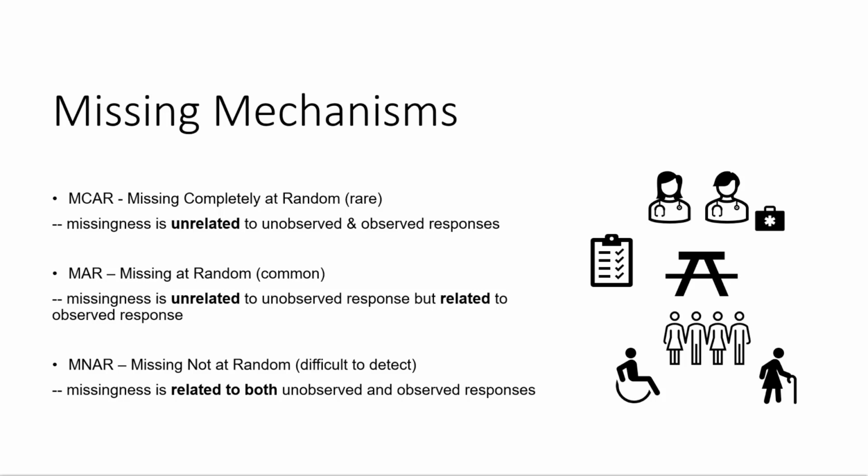But missing not at random is more tricky. It implies the reason of missingness is dependent on the missing value itself. For example, an old man who suffers from hypertension cannot go to the clinic for checking his blood pressure. The missing value itself reveals why it is missing, and you cannot infer it from the other observed values, so it is difficult to detect.